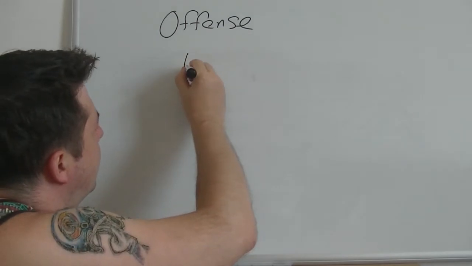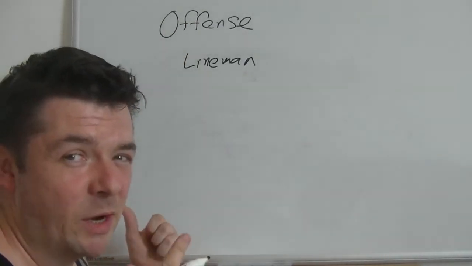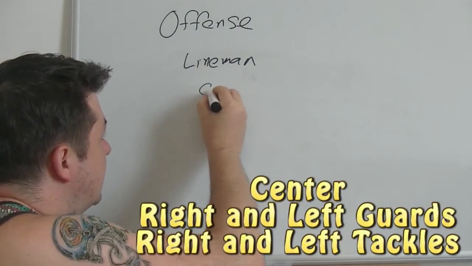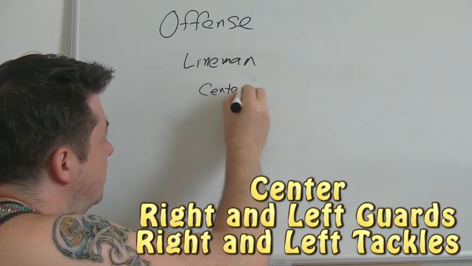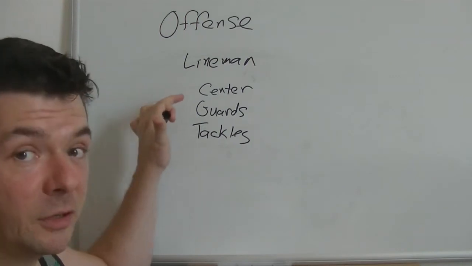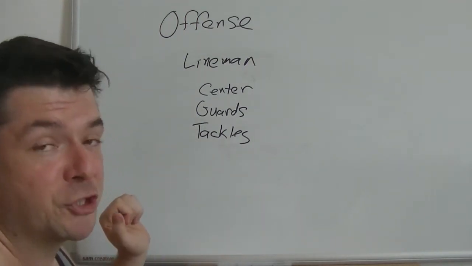All right, let's start with linemen. They are weirdly effectively one unit of 5 people. There is your center, guards, and your tackles. The center is the one that pretty much hikes the ball to the quarterback. We'll go over that in just a second here.